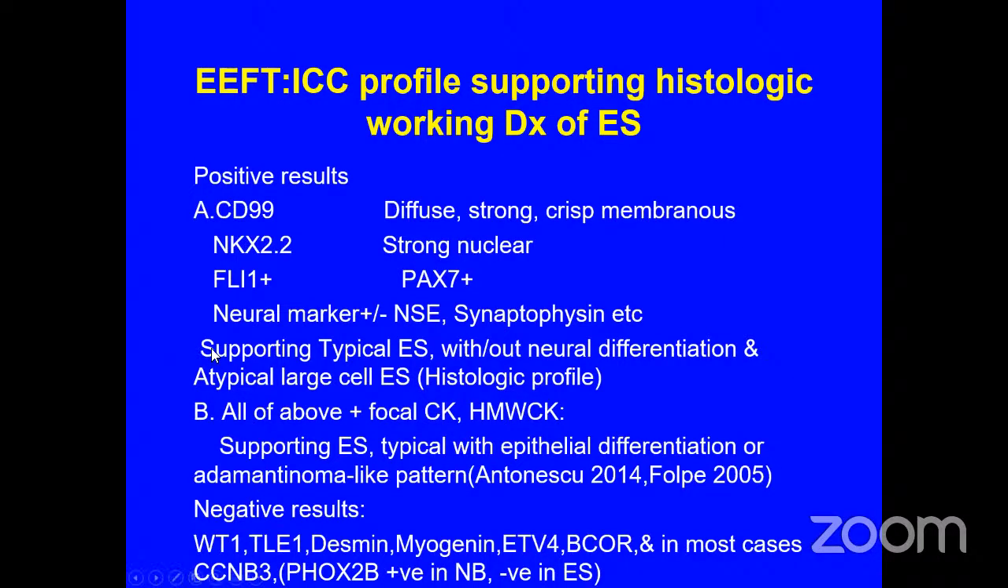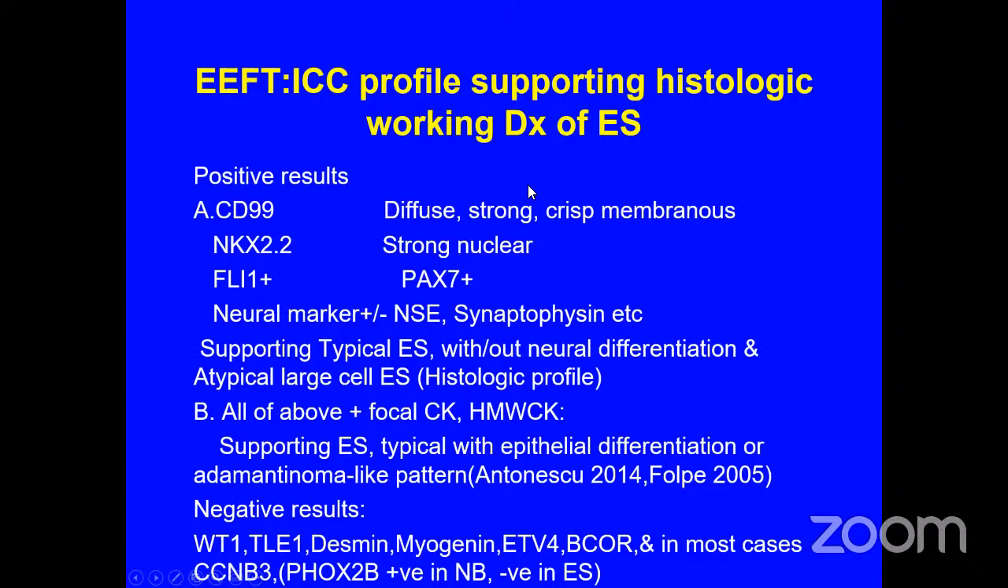There are positive results, positive markers, and there are negative markers. So the positive markers include CD99. And remember the pattern of staining. This has been emphasized over and over again in the literature, and it is very important that it should be diffuse, strong, crisp membranous staining.